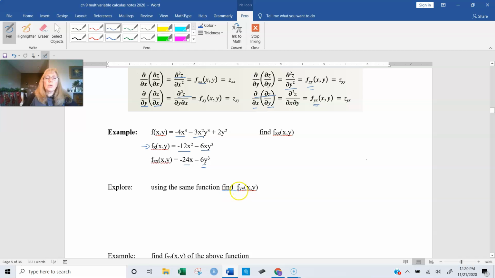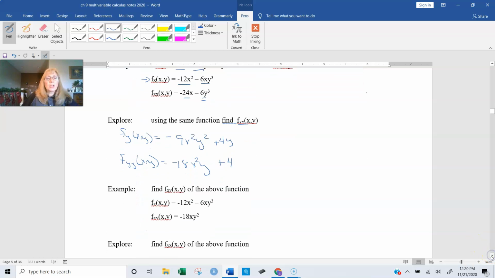Now, try yours. You're going to find f_y, same function. So your first one, your f_y, is going to equal, the first one's going to go away because there is no y. You're going to do negative 9x squared y squared plus 4y. Now the second derivative, so f_yy. Do it again with respect to y, so that's negative 18 x squared y plus 4, and that's done. That's your double derivative with respect to y.